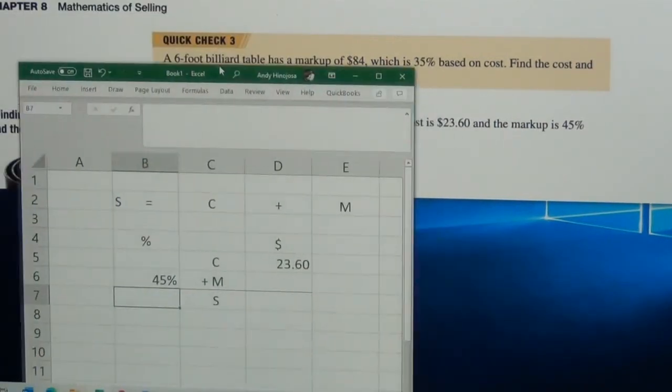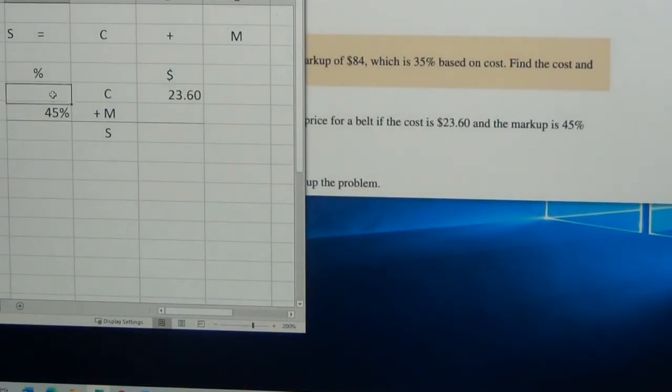Is that all they gave us? Yep. And it's all based on cost, so that we can then plug in. Now we could finish this over here. We know that 100% plus 45% is 145%. So this is finished, but we don't have the dollar amounts, and that's what we need. That's not what we need to plug in.